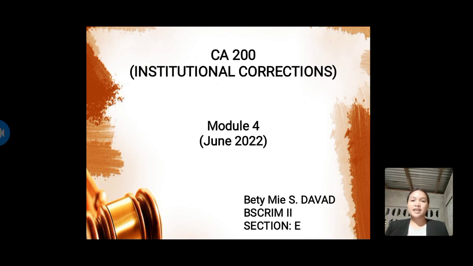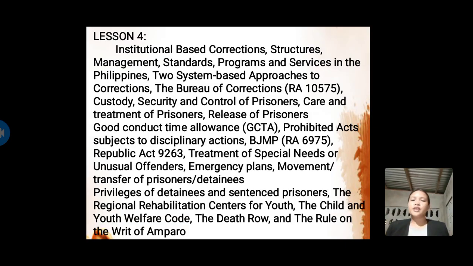Today I will be discussing institutional correction for the CA 200 subject, Module 4. These are the lessons for today, or Lesson 4, that I will be discussing.